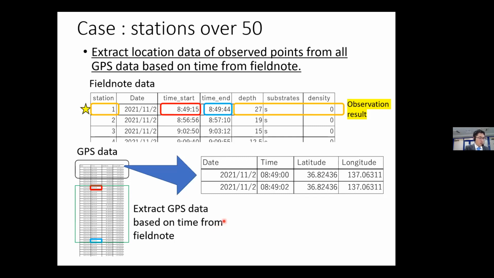The field note data should be made in this format: station, date, start time, end time, depth, substrates, density. And the GPS data should be like this: date, time, latitude, longitude. Using the start time and end time information in the field note, we can extract the observed point data from all the GPS data like this: start time, end time, and extract the GPS data which we observed.